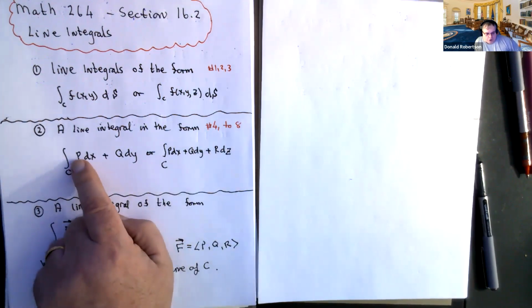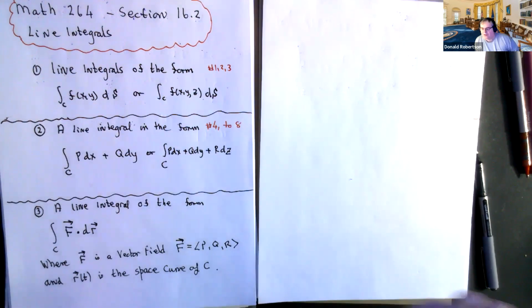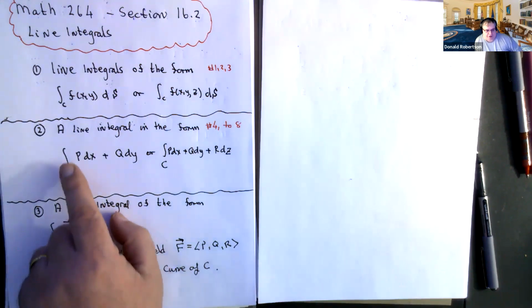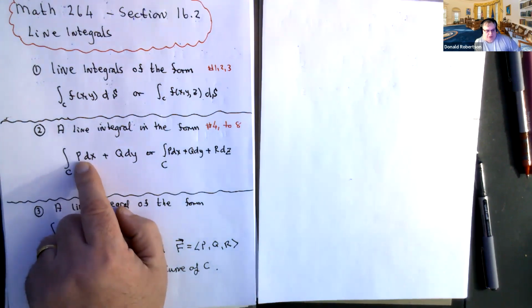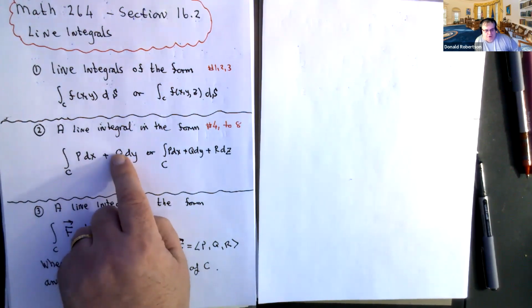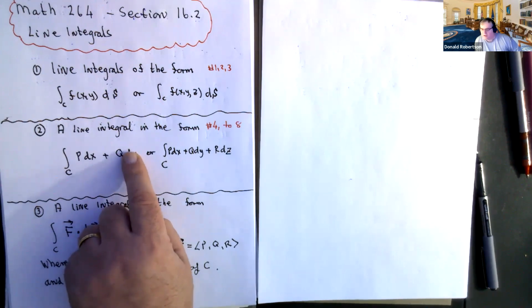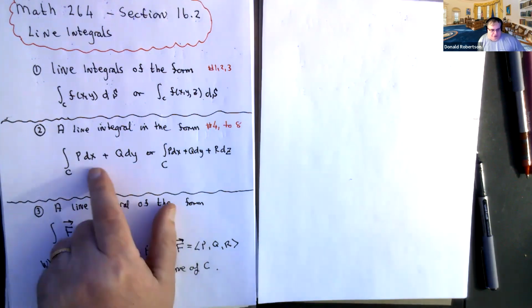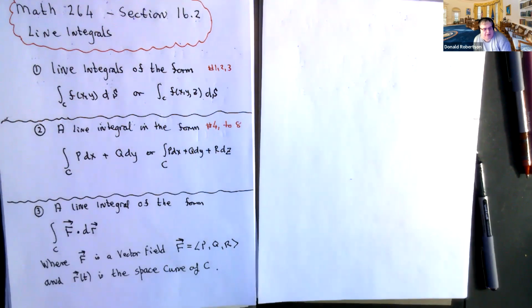The guys that I'm calling P and Q here are themselves functions of x and y. So this guy here could be x squared y dx plus y cubed e to the x dy, right? So P, Q, and R are functions of x, y, or x, y, z. And these are just convenient placeholders. I like using P's and Q's because there's enough F's and G's going around to confuse me anyway.